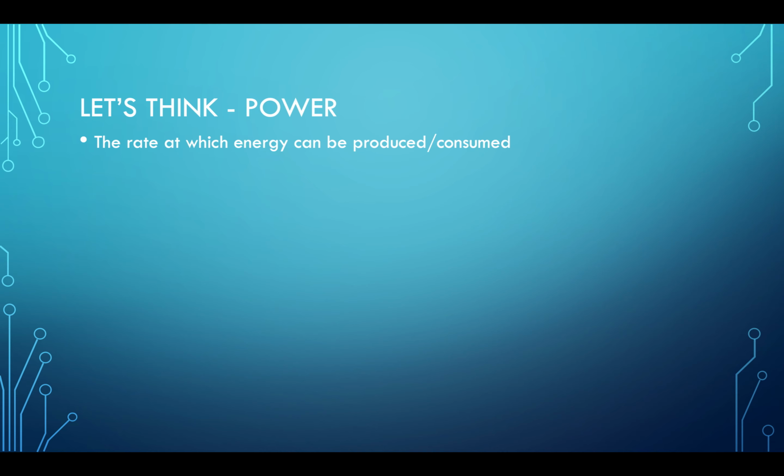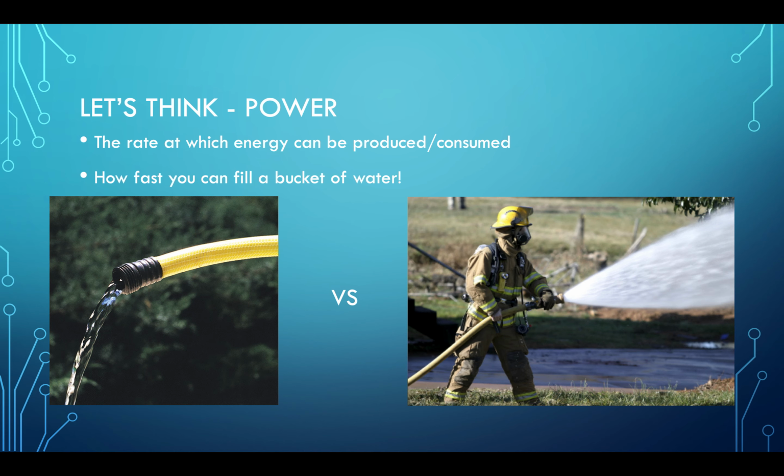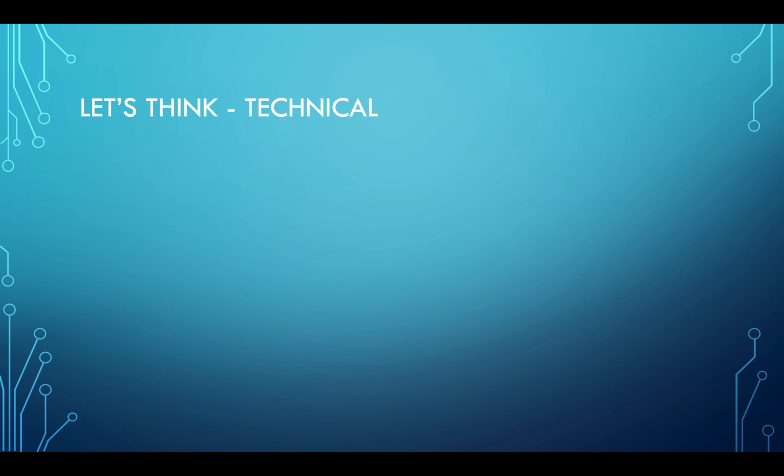Let's think about power now. Power is defined as the rate at which energy is produced or consumed. In other words, how fast you can fill that bucket with water. Think of a small garden hose as opposed to a fire hose. The fire hose will fill that bucket up much faster as the rate of water or energy it produces is much higher.